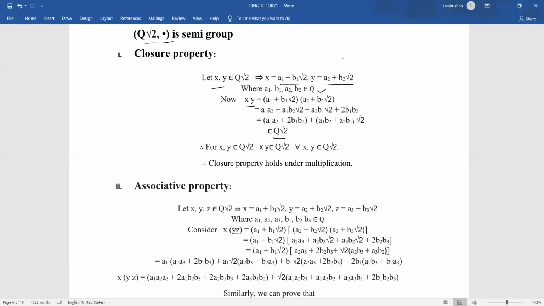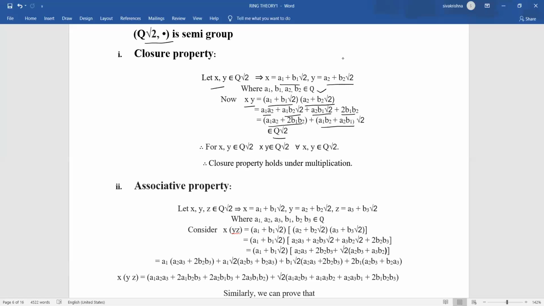So I consider xy. x is a1 plus b1 root 2 and y is a2 plus b2 root 2. If you multiply these two, the first term of x with the first term of y gives a1 a2. The first term of x with the second term of y gives a1 b2 root 2. The second term of x with the first term of y gives a2 b1 root 2. And the second term of x with the second term of y gives 2 b1 b2. If you write these terms as a1 a2 plus 2 b1 b2, and take root 2 common in the other two terms, we get root 2 into a1 b2 plus a2 b1.